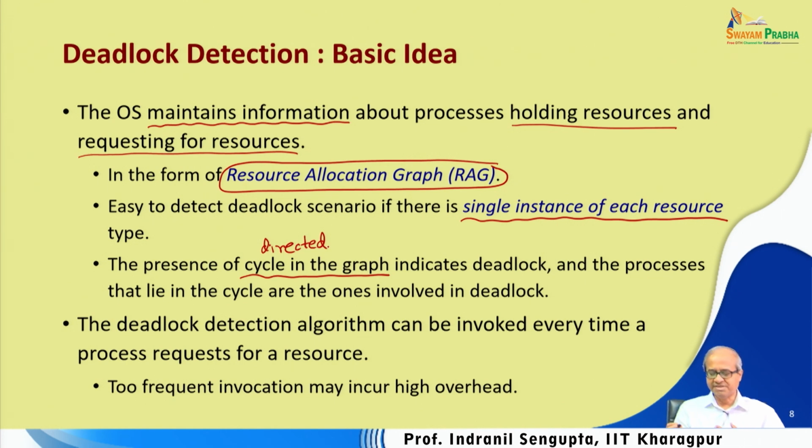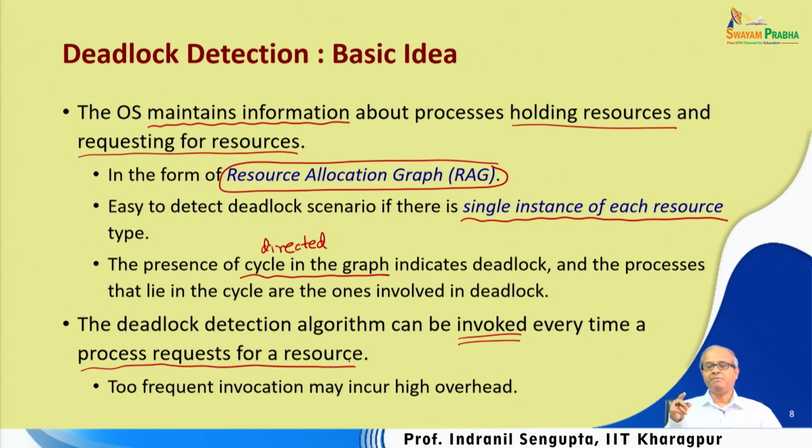Well, one thing you can say is that you can invoke this detection algorithm every time a process requests a resource. Every time a process requests a new resource, you check that if I allocate this resource, can the processes fall into a deadlock.